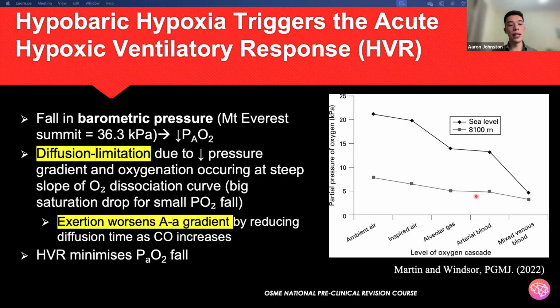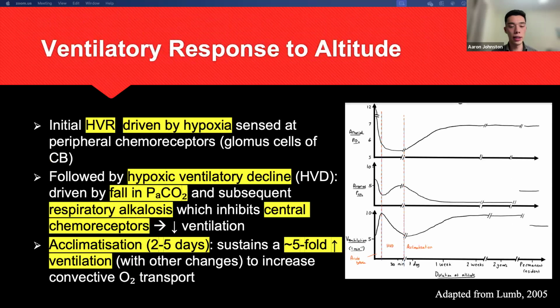So the hypoxic ventilatory response helps minimize this fall. The hypoxic ventilatory response is basically an increase in ventilation in response to hypoxemia. So if we look then at the ventilatory response to hypoxia or altitude, what we can see is there's initially an increase in ventilation, followed by a drop in ventilation, followed by a time-dependent increase in ventilation known as acclimatization. So initially, ventilation is increased by the hypoxemia.